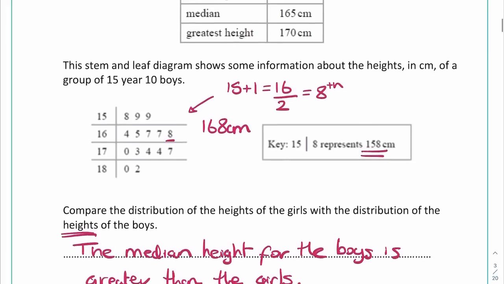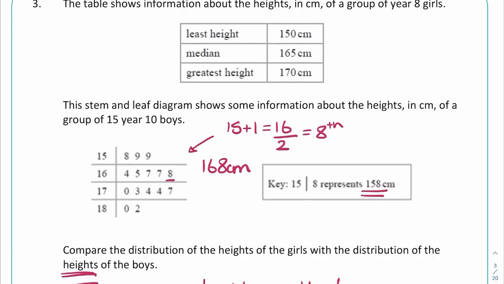There we go. The next thing that I can find, and the only thing I can find because of the information I've been given up here, is I can find the range. So the range is the distance between the biggest and smallest. So to work it out for the girls, 170 take away 150 would give me a range of 20 centimetres.